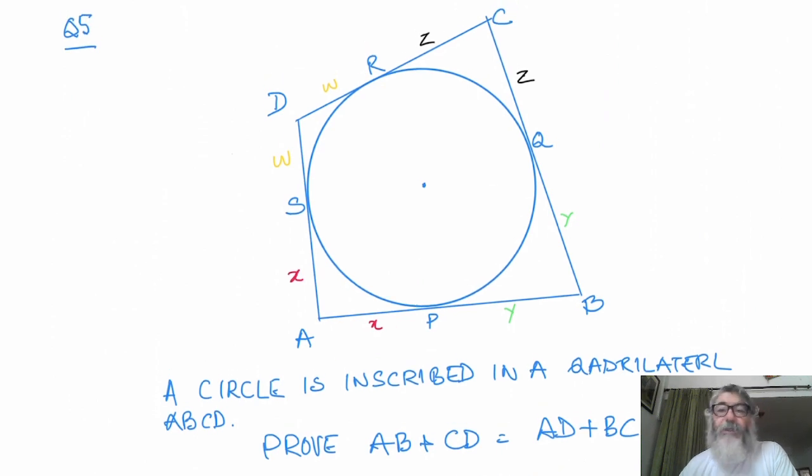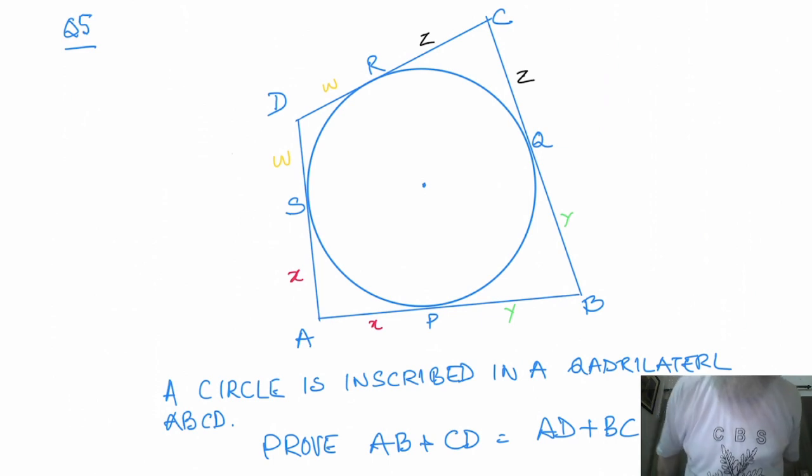So the property we used in this was that if two tangents are drawn from a point outside the circle, then these tangents are of equal length.